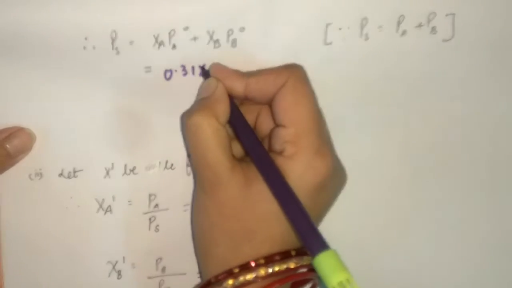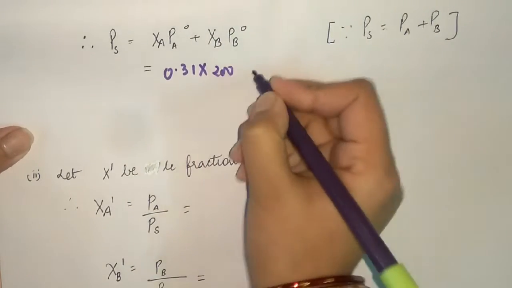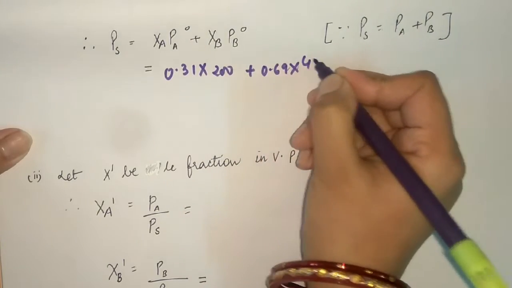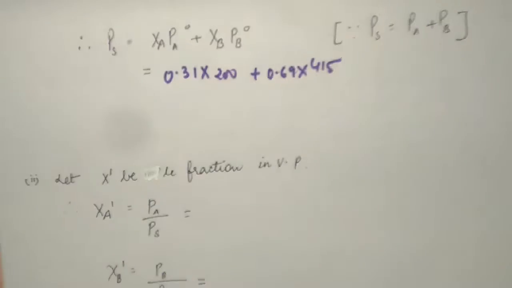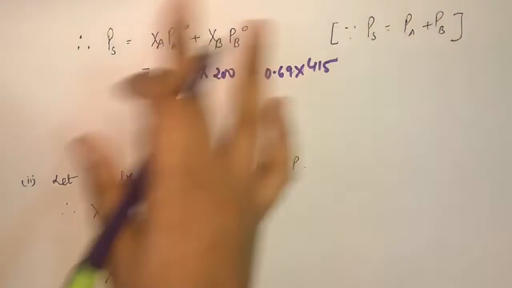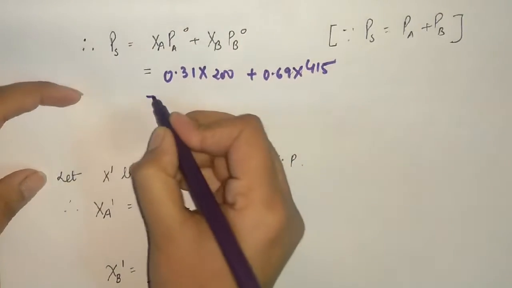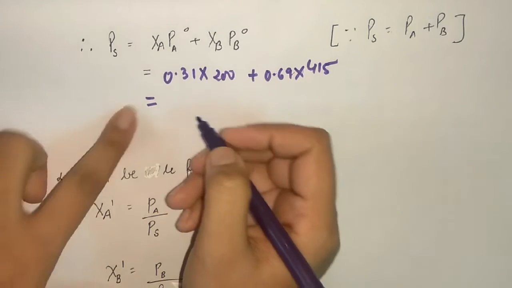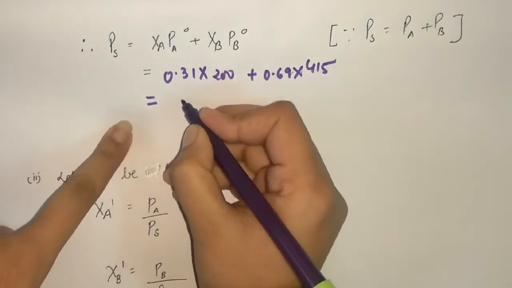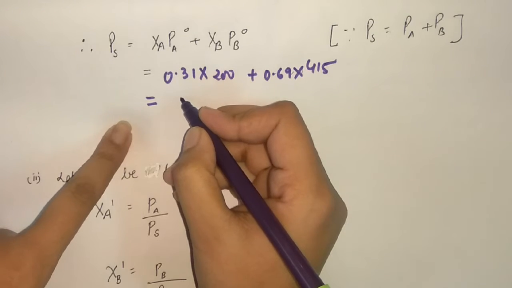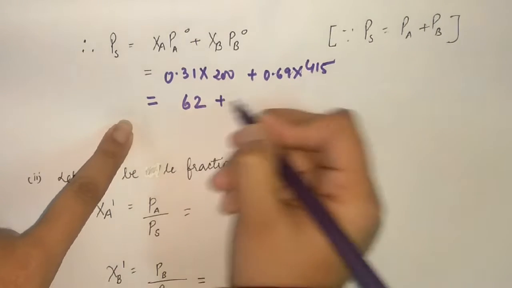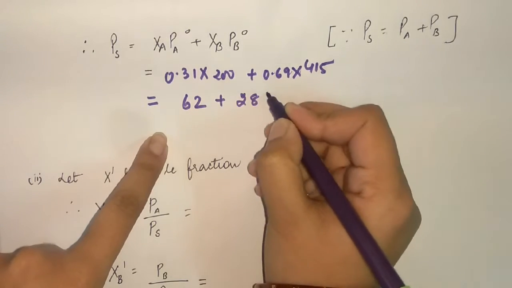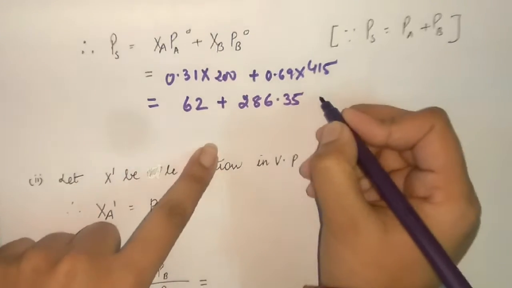0.31 into what is PA naught? 200. Yes or no? Similarly, XB we have got 0.69 into 415. Yes or no? Isn't it? So when you calculate this, we have just substituted the values. It is very simple. Just calculate this and you will get the answer: 0.31 into 200 is 62, and this is equal to your 286. You will get 286. You can calculate.